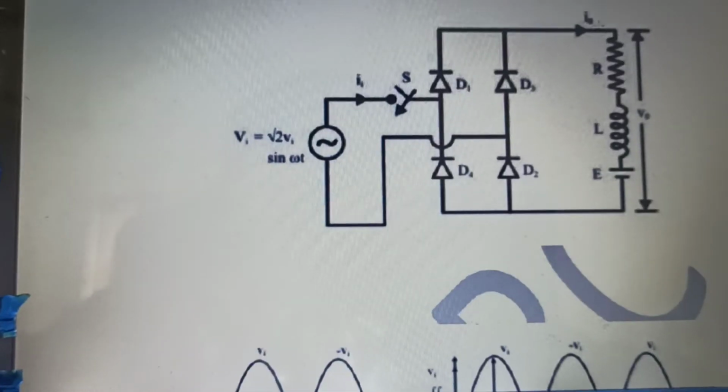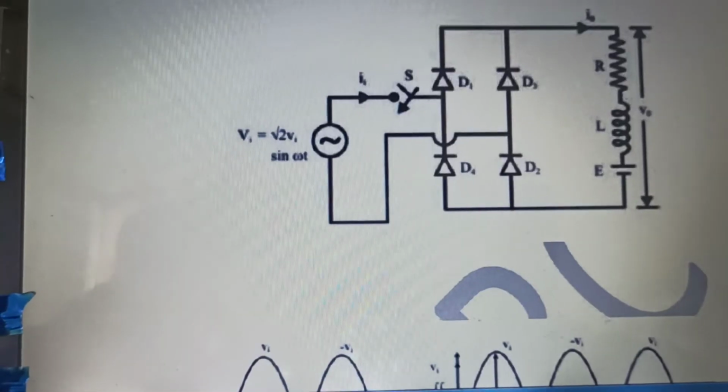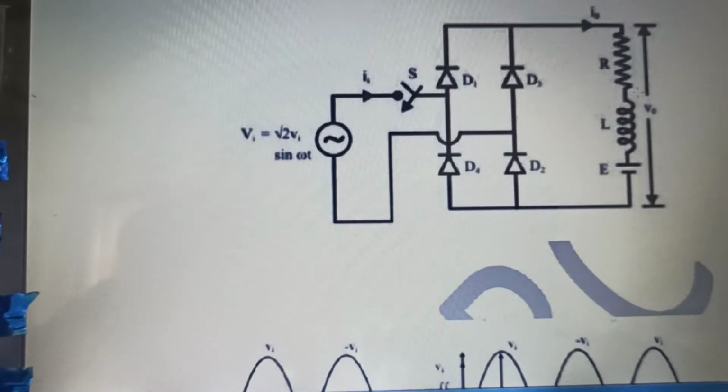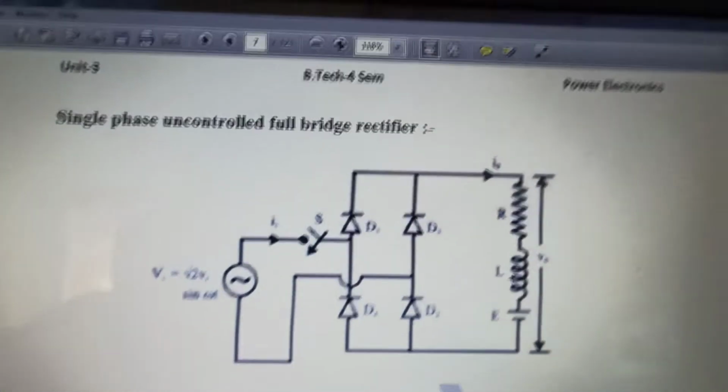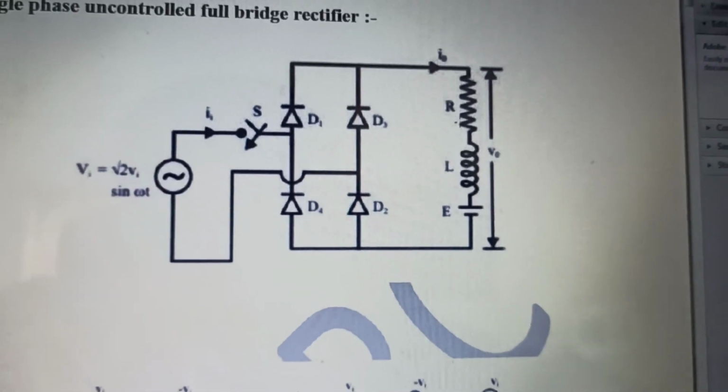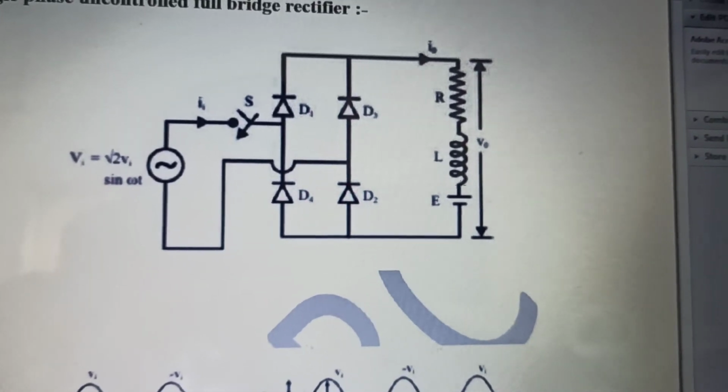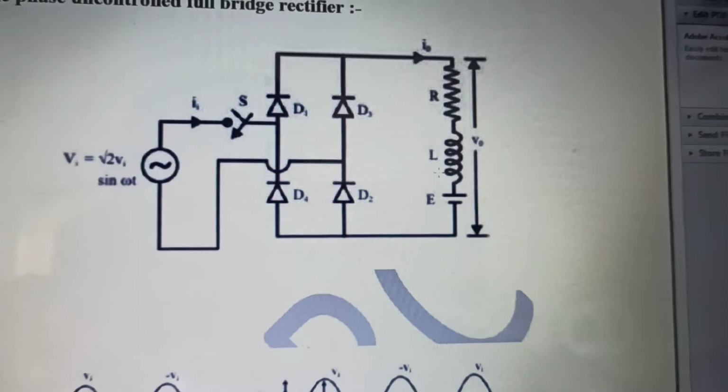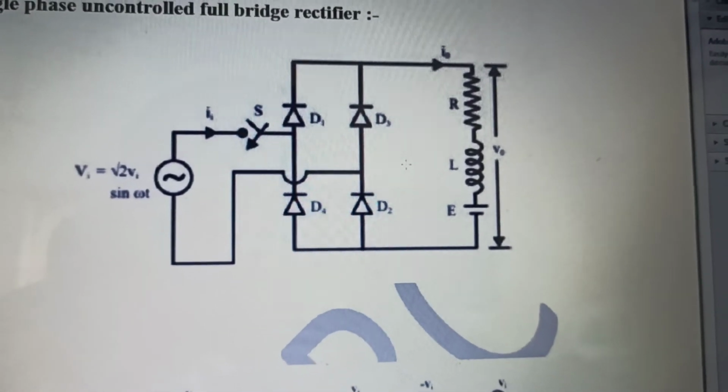If at the load you are getting only E as the voltage, it means L dI by dt is not a drop. Okay, the average drop across the inductor is 0, and IR is also 0. So you are going to get the voltage E only when the current is 0, and if the current has become 0, then the conduction mode is discontinuous conduction mode.